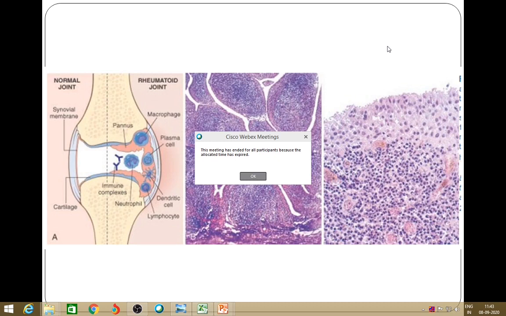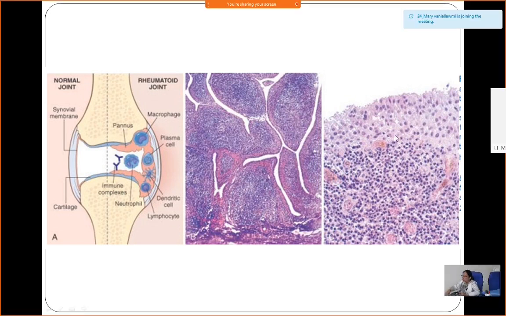If you look at the gross picture, you can see there is formation of articular surfaces. So that is what you see. On the leftmost corner, you can see the immune complexes initially get deposited, and that will cause an inflammatory reaction, bringing the neutrophils, lymphocytes, plasma cells and macrophages, and then they try to form granulation tissue because of the reparative process, and then slowly fibrosis sets in, and this granulation tissue will form over the surface.